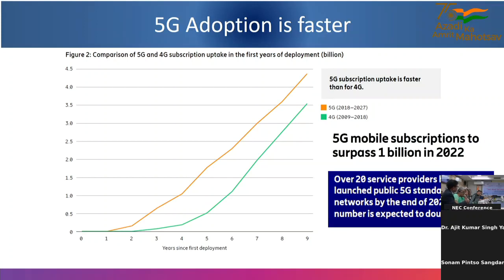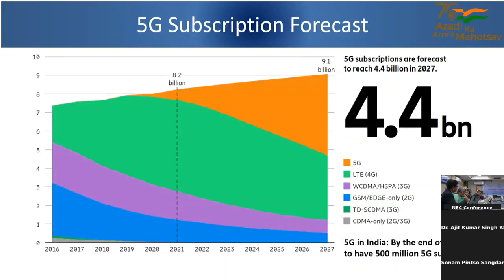And this year itself, in 2022, 5G will cross that 1 billion mark, which I was talking about. So this is a forecast. If you look at this forecast, what it says is that by 2027, total mobile connections across the globe will reach around 9.1 billion, 900 plus crores of mobile connections. Out of that, 4.4 billion will be 5G. The orange color graph is 5G, and you can see the green one is 4G. So what it shows is that even in 2027, we'll have almost half 5G and half 4G and a very small number of 2G and 3G connections.